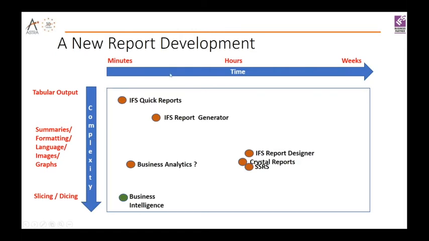And you have another axis here called the time axis, where you can get some report out in minutes, hours, or weeks. So when you try to put these tools that we have together on this chart, using IFS Quick Reports you can get a report out really fast, which means the report will only be a tabular output, and it can be done in minutes. It's that quick. IFS Report Generator is the same thing. It can give you a little more complexity, but the time can also be slightly more.